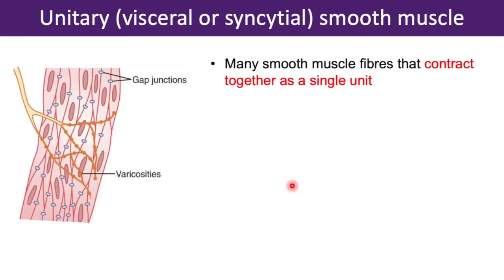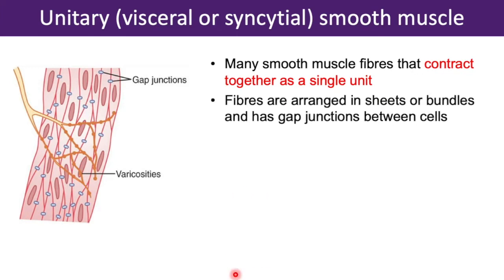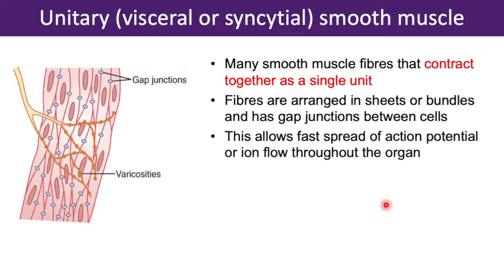Unitary smooth muscle consists of many smooth muscle fibers that contract together as a single unit. The fibers are arranged in sheets or bundles, and there are gap junctions between the cells. Because of these characteristics, action potentials and ion flow throughout the organ are faster. That is the feature that makes them able to contract together as a single unit, meaning they perform one function together.